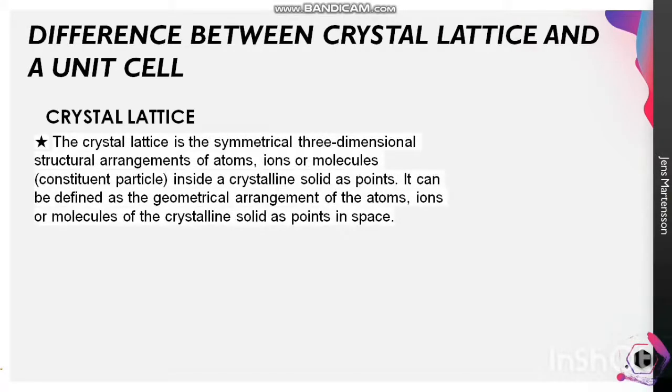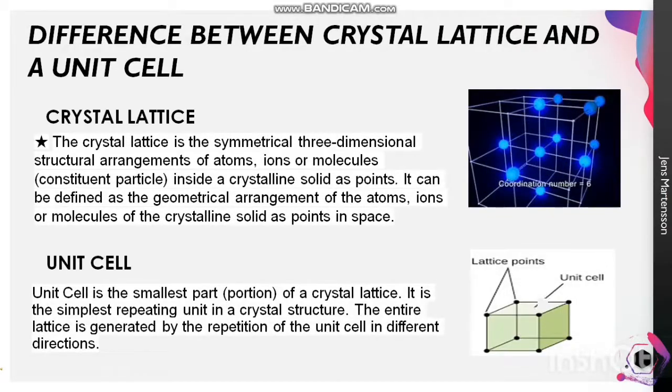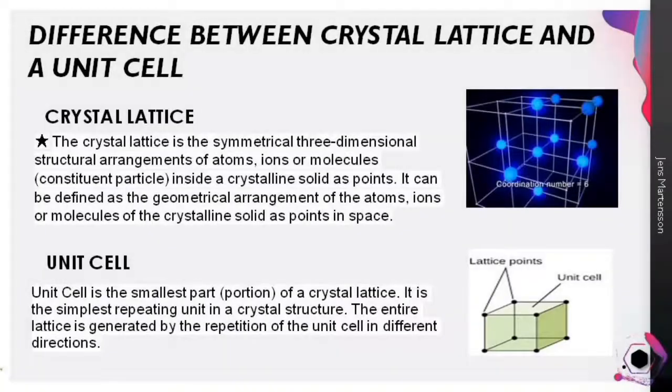Difference between crystal lattice and a unit cell. Crystal lattice: the crystal lattice is the symmetrical, three-dimensional structural arrangement of atoms, ions, or molecules inside a crystalline solid as points. It can be defined as the geometrical arrangement of atoms, ions, or molecules of the crystalline solid as points in space.